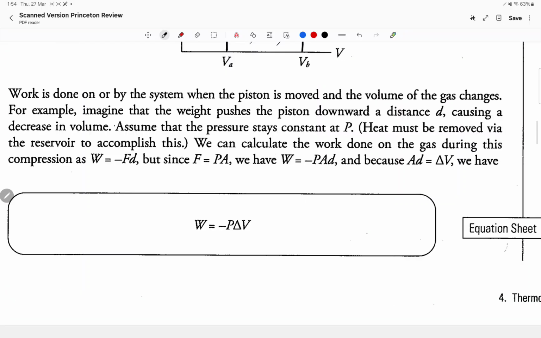Okay. And this equation is going to be very useful. It's useful in two instances. If you're given values, it's very useful. Or if your figure is just a horizontal line, you could just use that. You don't have to actually find the area. If it's a horizontal line.